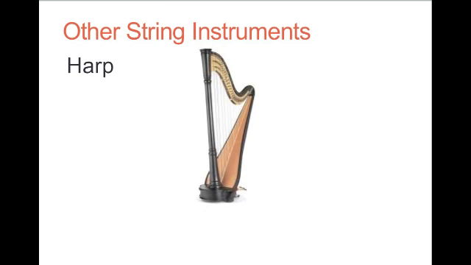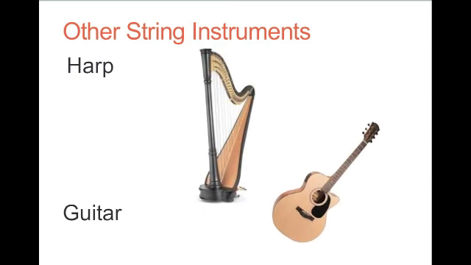Another very common and popular string instrument is the guitar. It can be acoustic or electric and is used in everything from pop to classical to international music. The book has several musical examples of the string instruments. Listen to these examples and see how different and similar string instruments can be.